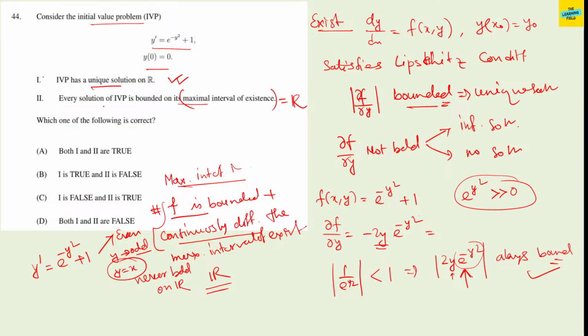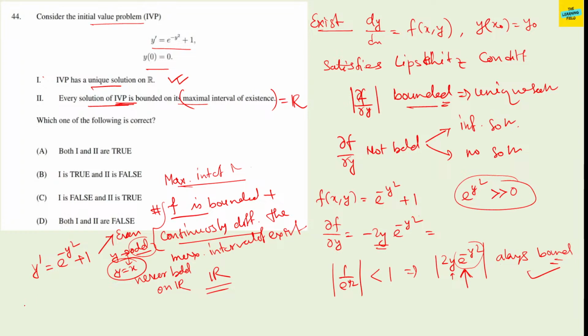You can discard this option. That means every solution is bounded, it is given, but we got a solution. If we seek the solution y equal to x, since this is an odd function, you can take any other solutions which is an odd function. Therefore it is not that every solution is bounded.